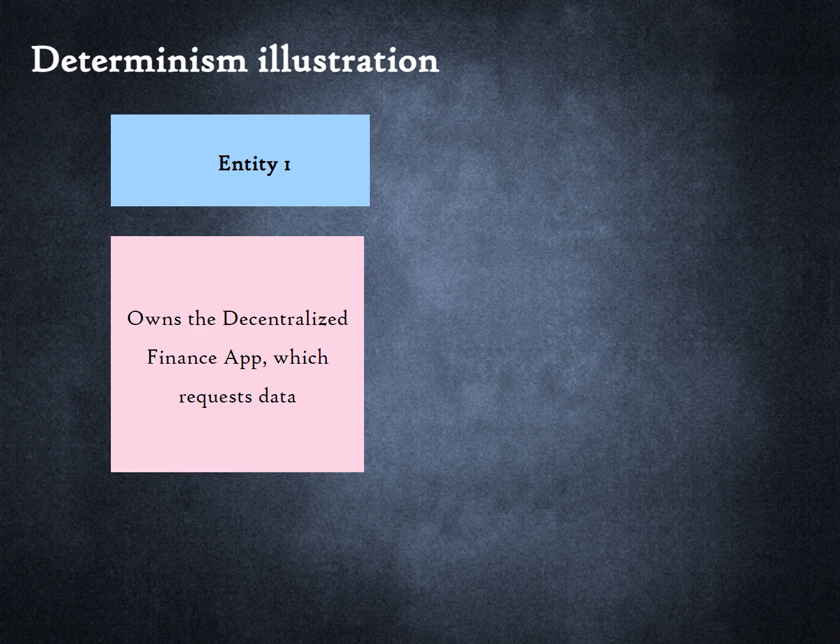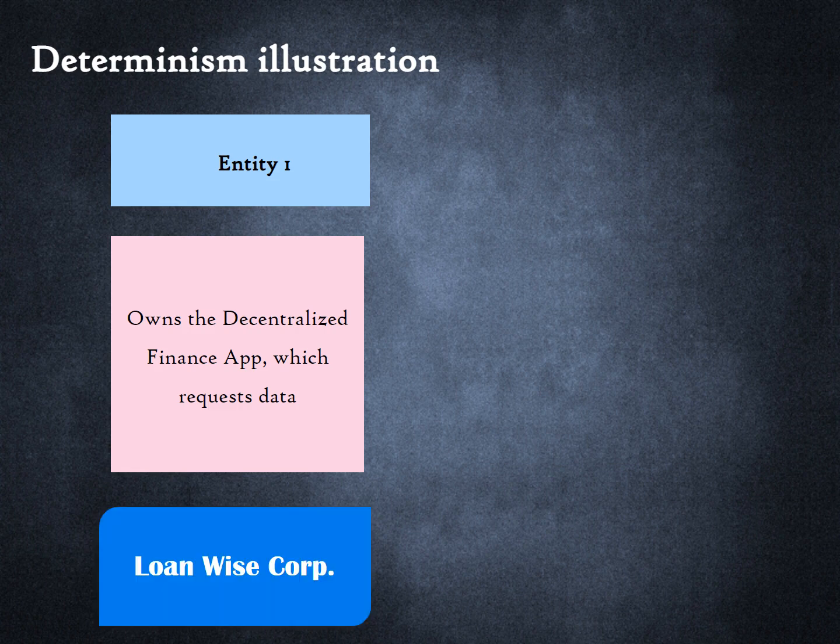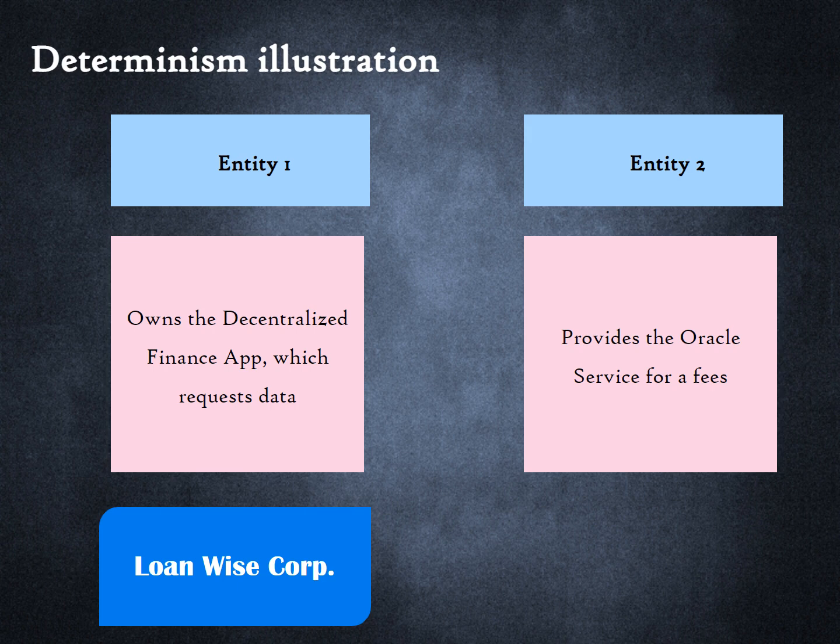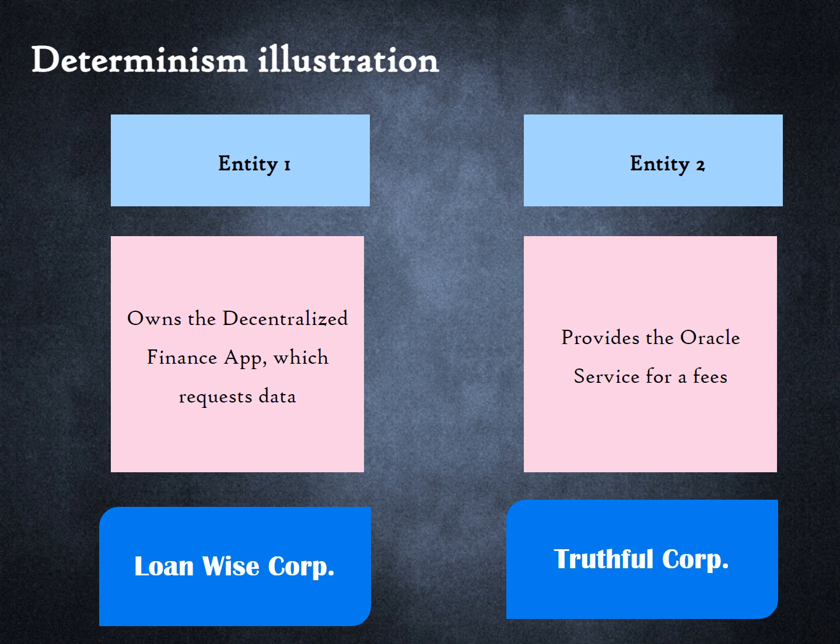We can identify 2 entities involved in this Oracle illustration. 1 is the owner of the decentralized finance app. In our example, this is a fintech called LoanWise Corporation. 2nd is the Oracle entity. In this example, let us call this company Truthful Corporation. Next, we will redo the illustration with an Oracle in the picture.